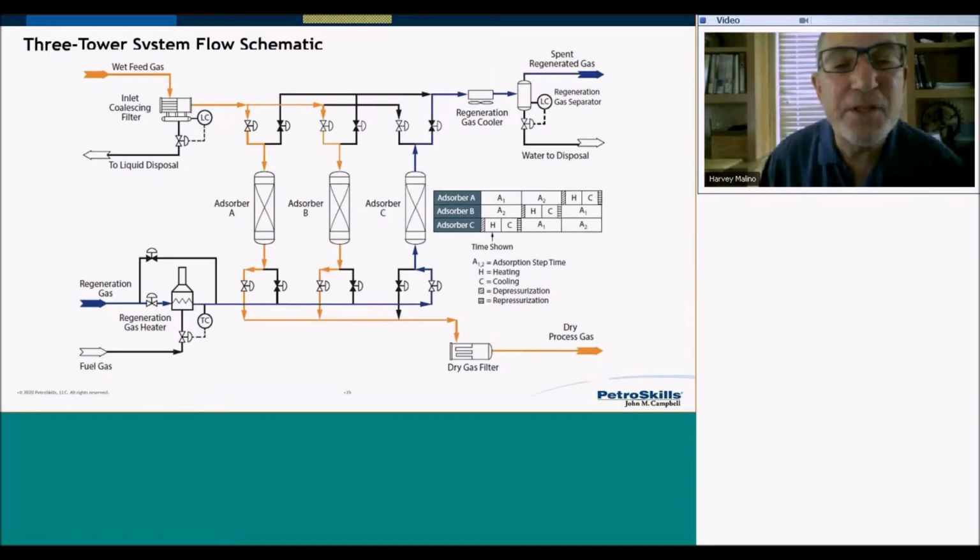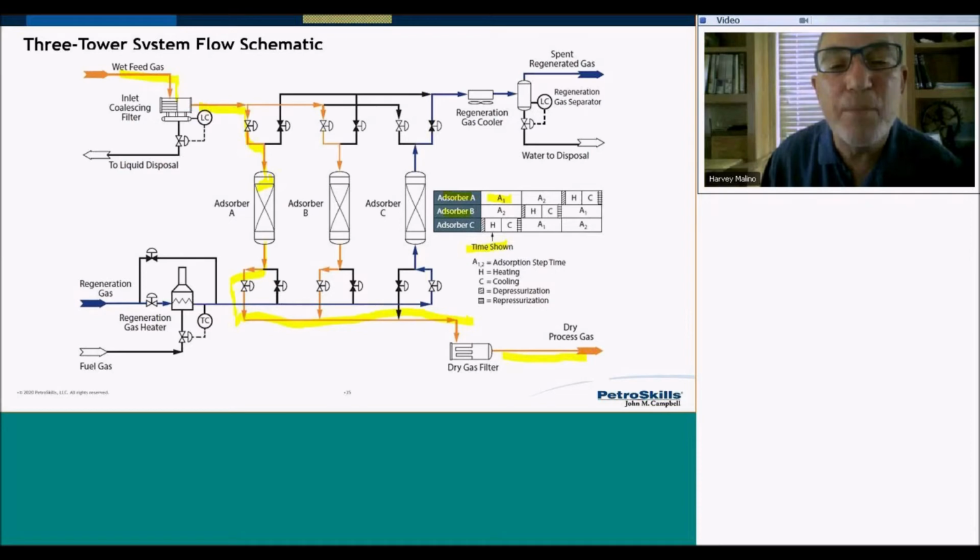Here's a 3-vessel system, and you can see that 2 vessels are in a staggered parallel adsorption cycle. Adsorbent A is in the beginning of its adsorption cycle. Let's take a look at adsorbent A. We go through the inlet filter coalescer, through the bed, and we just started the adsorption cycle, and we continue out through the product gas.